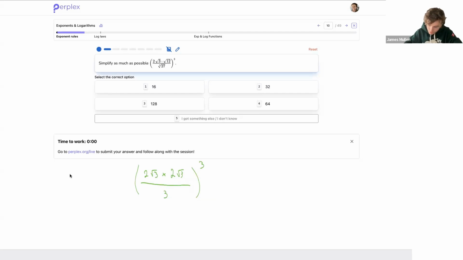So if I rewrite the inside before I expand everything, I'm going to have 2 root 3 times 2 root 3 is just going to be 12, because 2 times 2 is 4 and root 3 times root 3 is 3, over 3, to the 3. 12 over 3 is 4, and 4 to the power of 3 is 64.